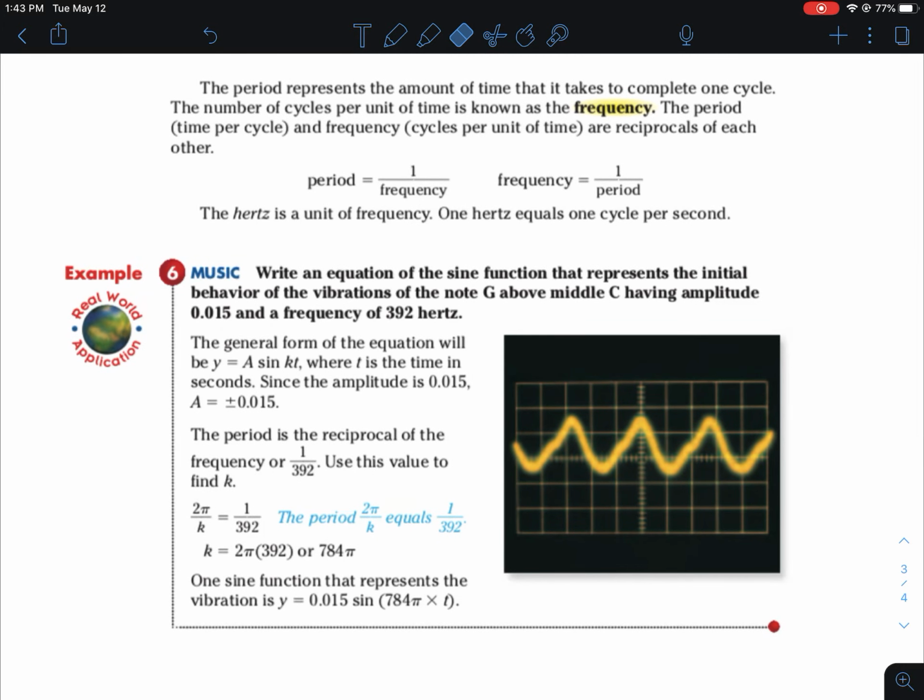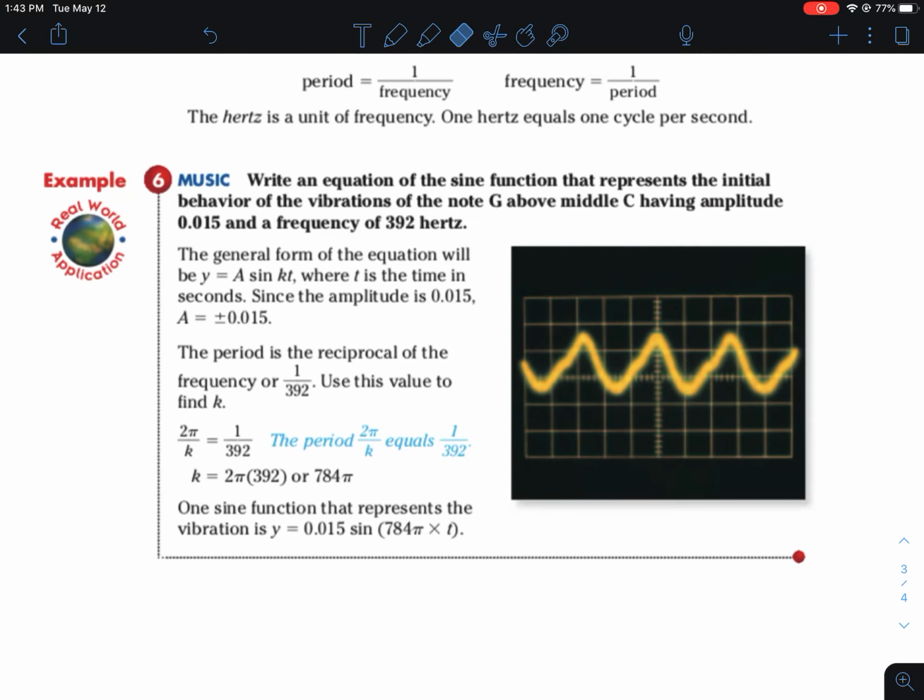And the last piece here, a lot of trig function is used in sound, okay? So periods and frequency, those are closely related. They're inverses of each other, actually. So if you read this here, the period represents the amount of time it takes to complete one cycle. The number of cycles per unit of time, so how often it travels in a certain unit of time, is the frequency. And they're reciprocals of each other, okay?